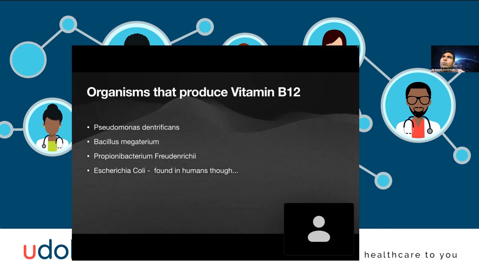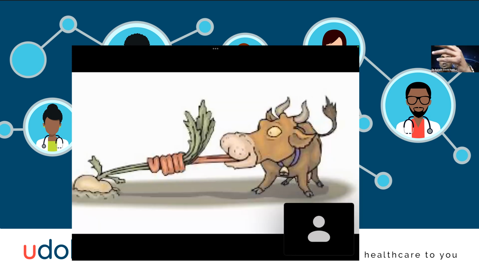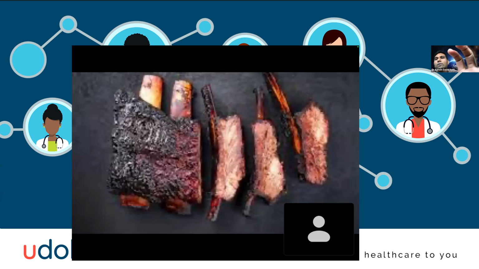The E. coli that we find inside our gut are found lower down in the gut itself, beyond the point at which it's absorbed in the body. So the animals themselves eat the food that has been infected by the bacteria, and they obtain the vitamin B12 by eating these plants, and then therefore we eat those.